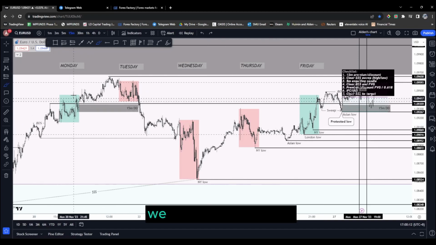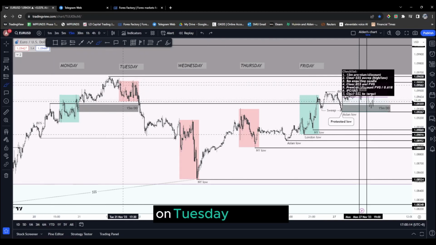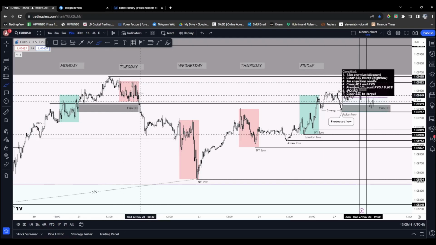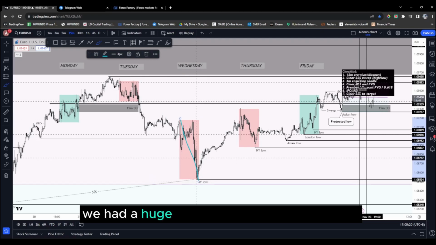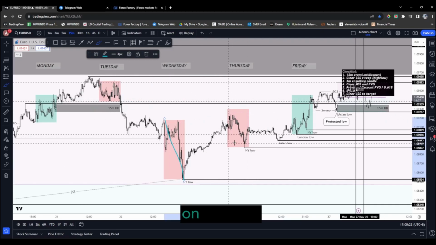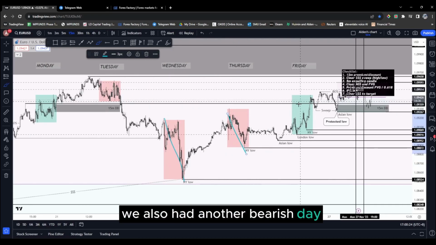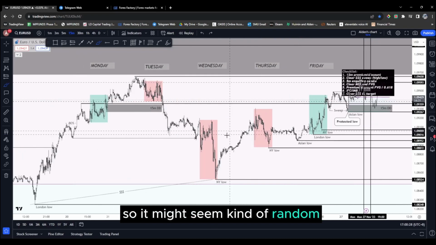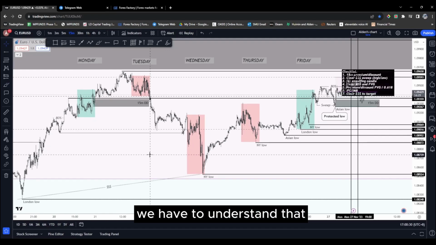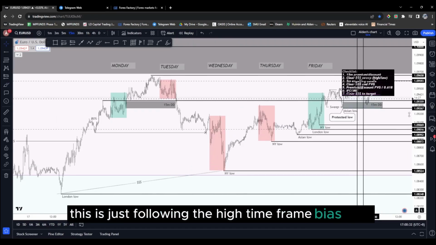On Monday we had a bullish session. On Tuesday we had a sort of consolidation. On Wednesday we had a huge displacement to the downside. On Thursday we also had another bearish day, and on Friday we had a bullish day. It might seem kind of random, but at the same time we have to understand that this is just following the high time frame bias, right?